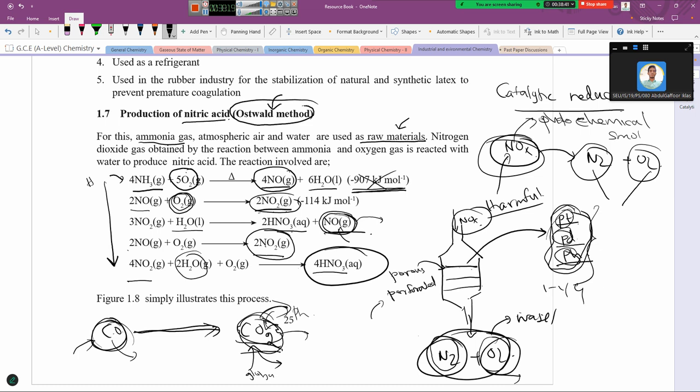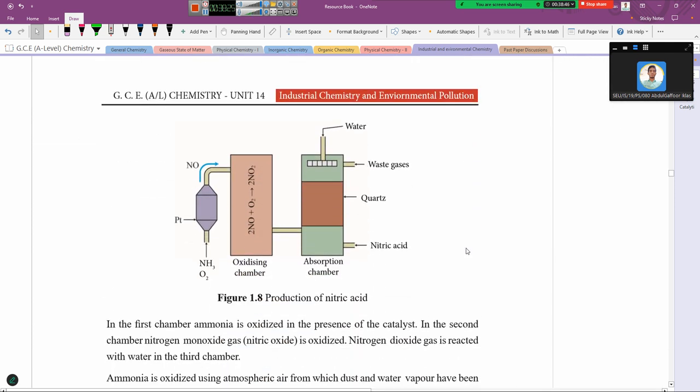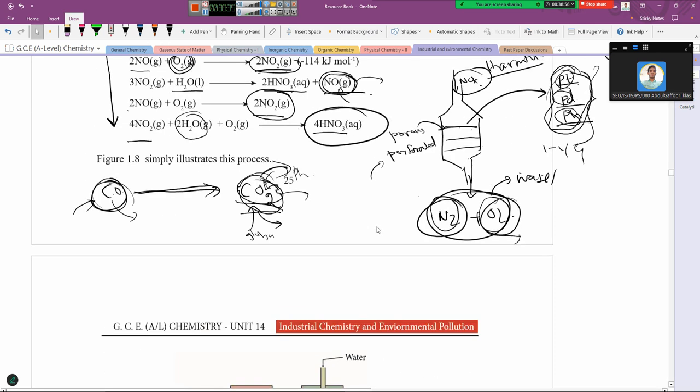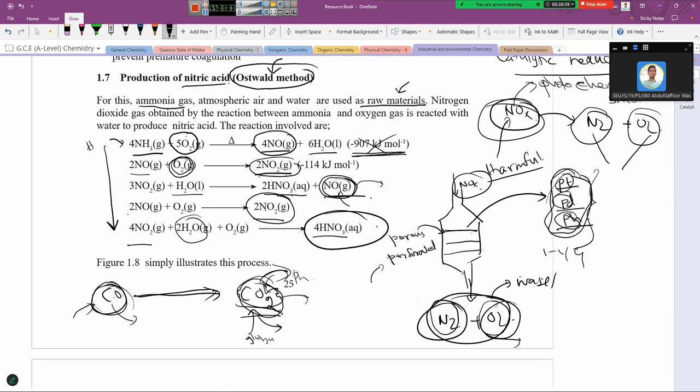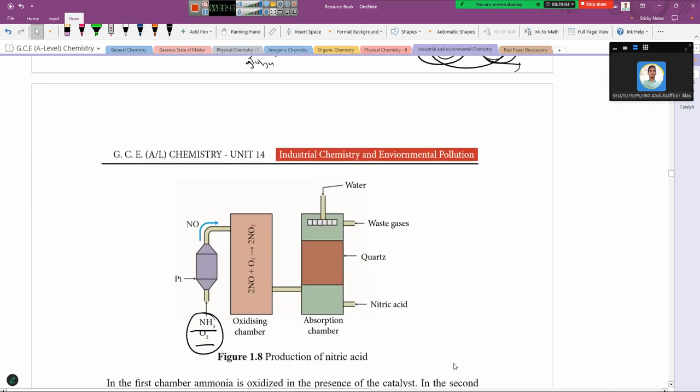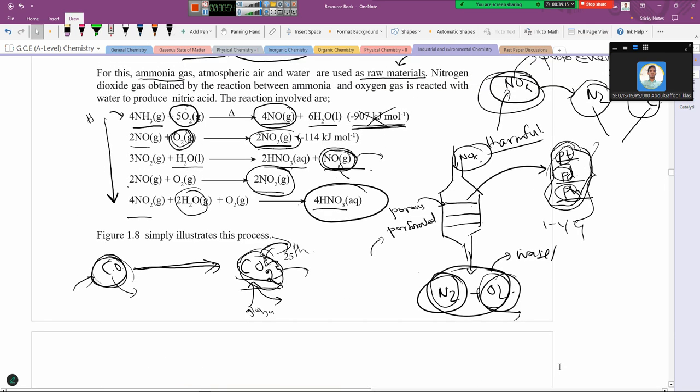Okay, so this is just a simple illustration for this process, right? We use NH3 gas and O2 gas as raw materials. Now the reaction happening is NH3 gas plus O2 gas will produce NO gas and H2O, right? Here we have to use platinum as catalyst in this chamber. So through this, NO gas comes. Only NO gas is coming.